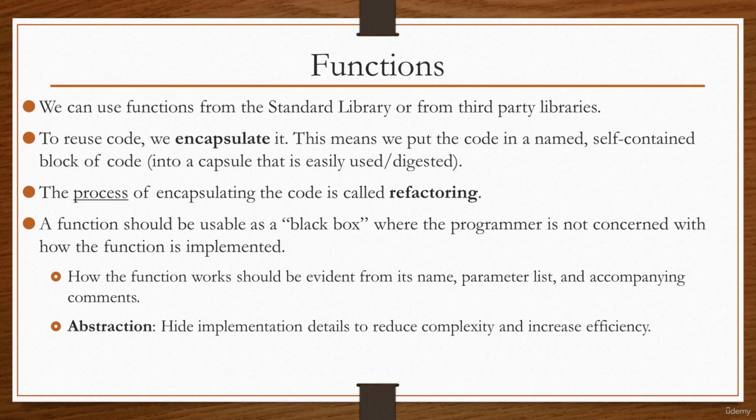A function should be usable as a black box, where the program is not concerned with how the function is implemented, or in other words, how the function works behind the scenes. Now, how the function works should be evident from its name, the parameter list, and accompanying comments. The process of hiding implementation details to reduce complexity and increase efficiency by creating reusable code, by functions for example, and we'll look at a few more options in Module 1 or 2, is known as abstraction, right?